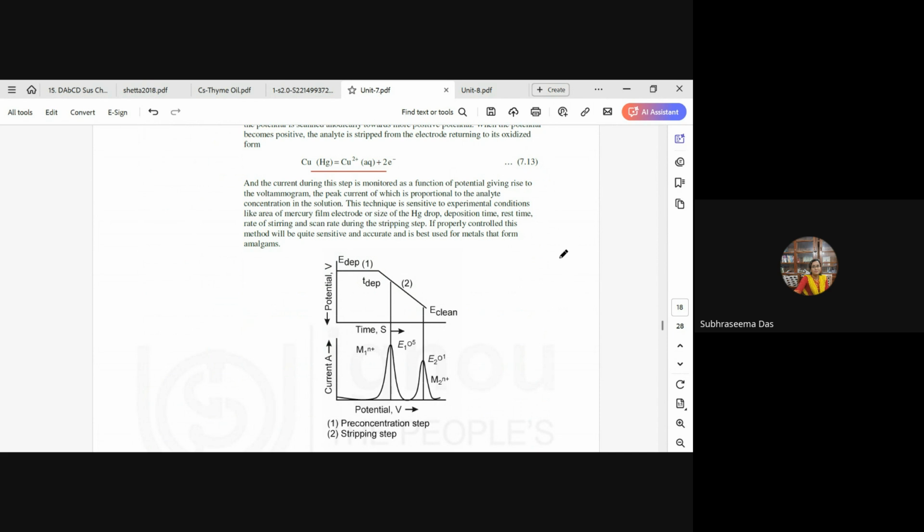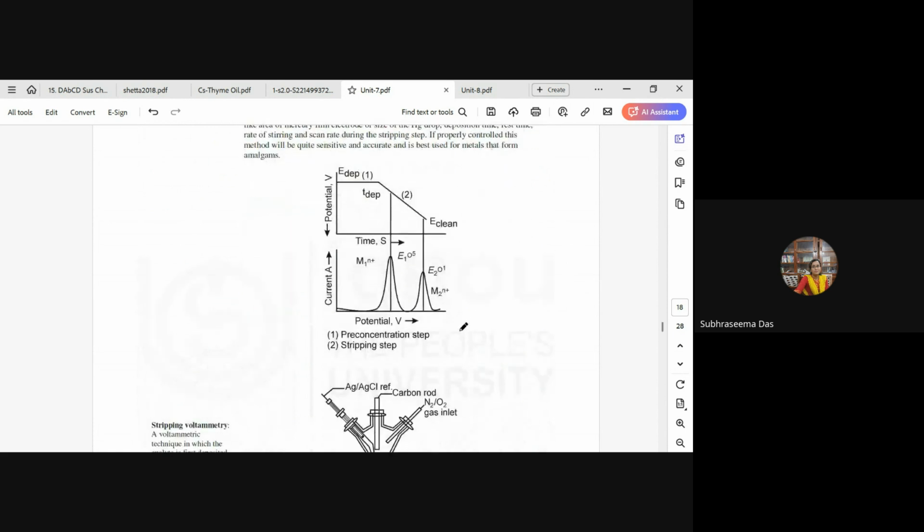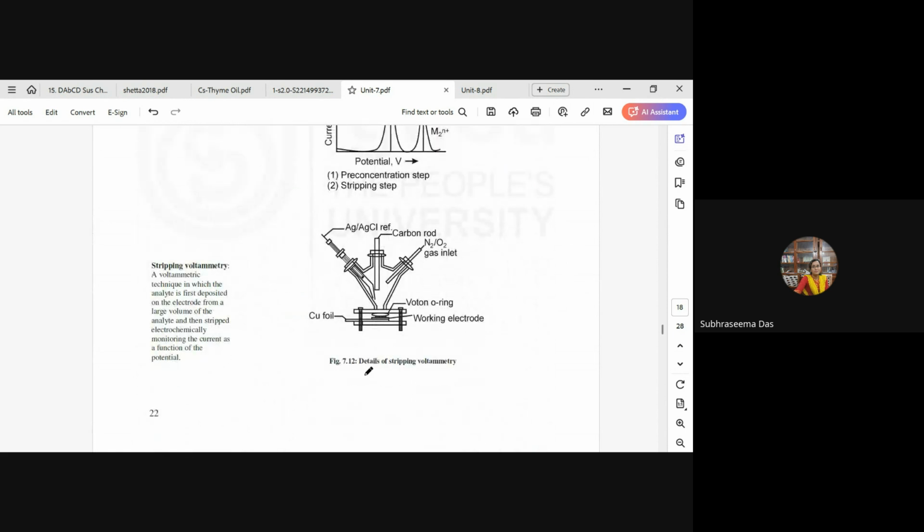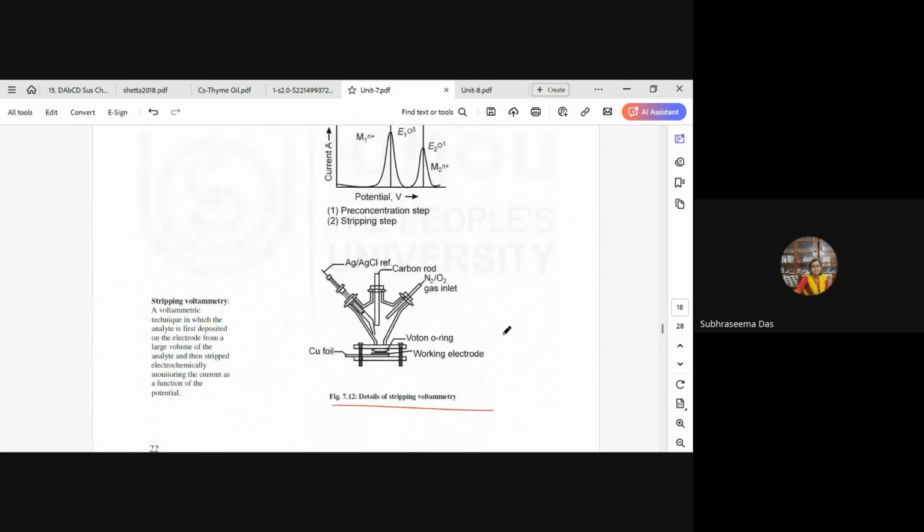This technique is sensitive to environmental conditions like the area of the electrode or the size of the mercury drop. Now, if the conditions are properly controlled, then this method is sensitive and accurate results can be obtained. So here in figure 7.12, details of stripping voltammetry have been shown.